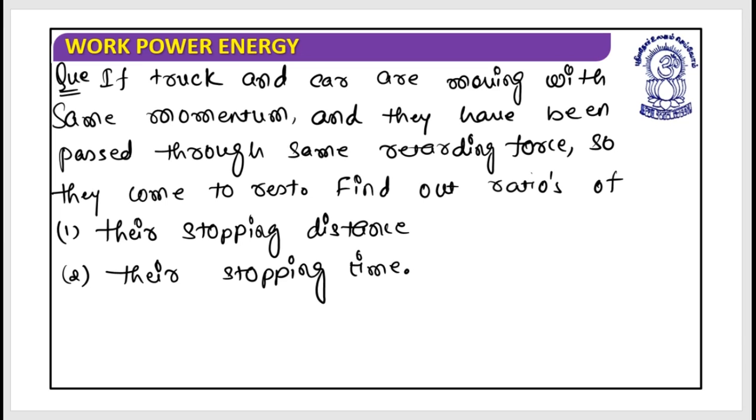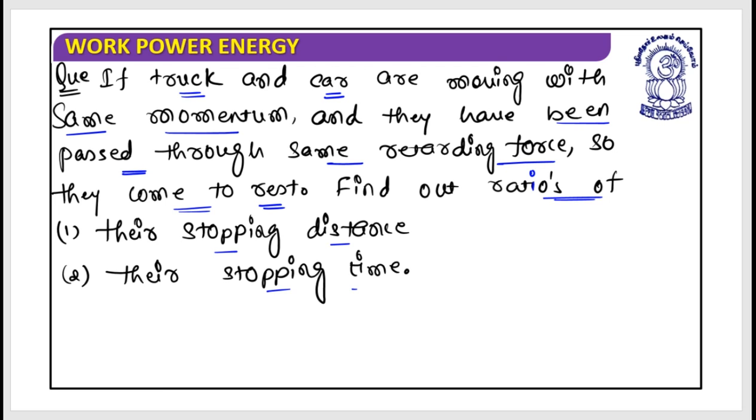So let's have a look. They have given that truck is there, car is there. Both are moving with the same momentum, and they have been passed through the same retarding force. So they again reach rest. Find out the ratios of their stopping distance and their stopping time.